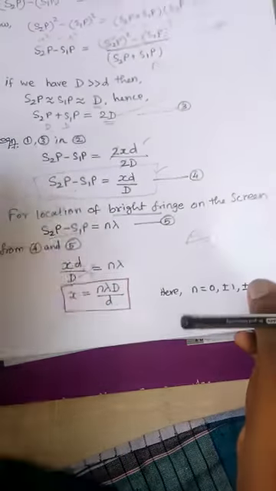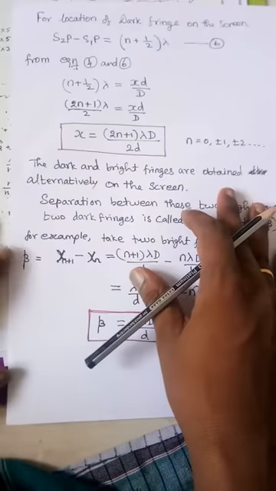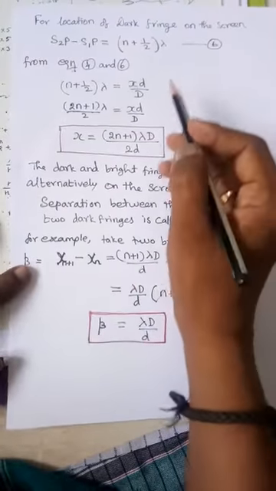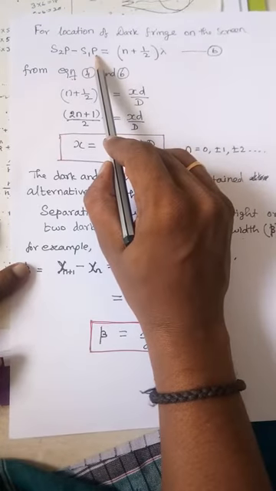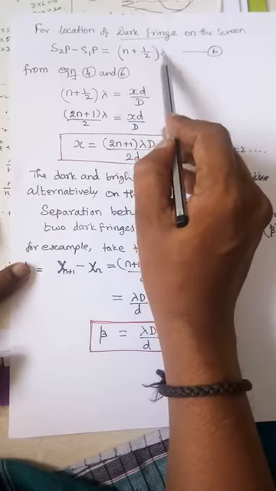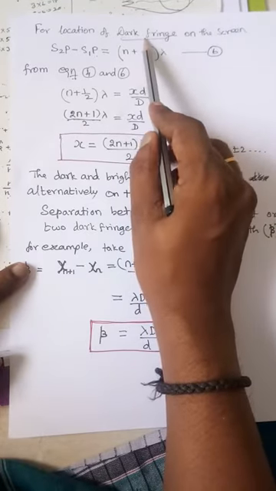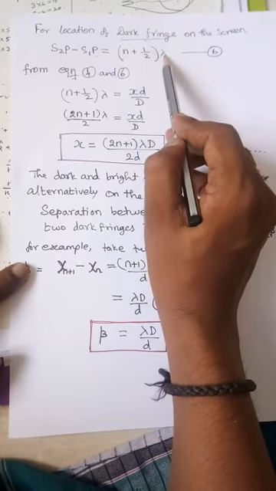Next, I want to find the dark fringes. Already one basic formula is there: the condition for a dark fringe is (n plus 1 by 2) lambda. This is the path difference for dark fringes. This is a basic formula. Dark fringes, (n plus 1 by 2) lambda.